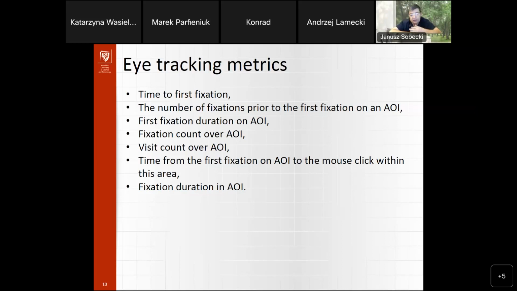Of course, depending on the metric, we may suppose that the usability is better. For example, if the time to first fixation on an area of interest is lower, it is better. And the opposite, for example, if the fixation count over an area of interest is higher, it means it needs more processing by the user to understand what it means, and so on. So the less is better.